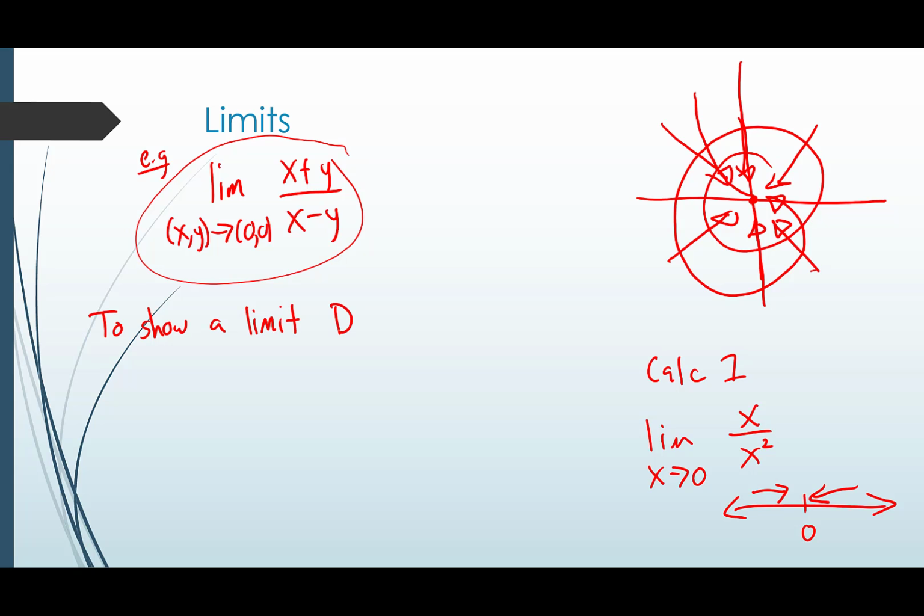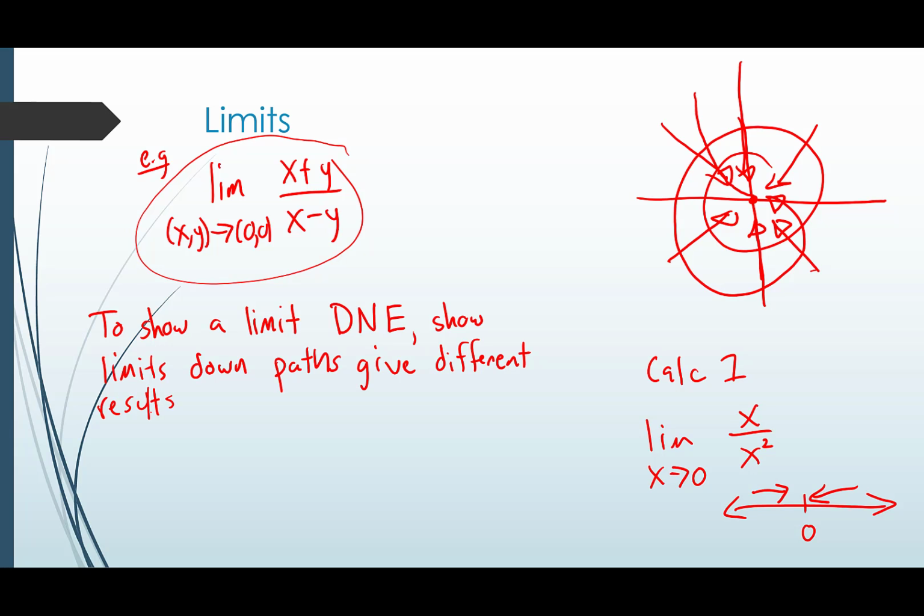I'm going to be brief here. To show a limit DNE, does not exist, show limits down different paths give different results. I picked this problem, x plus y over x minus y, in particular because I know that this limit is not going to exist. So let's go back to this limit here. Let me try to pull it up really quick.